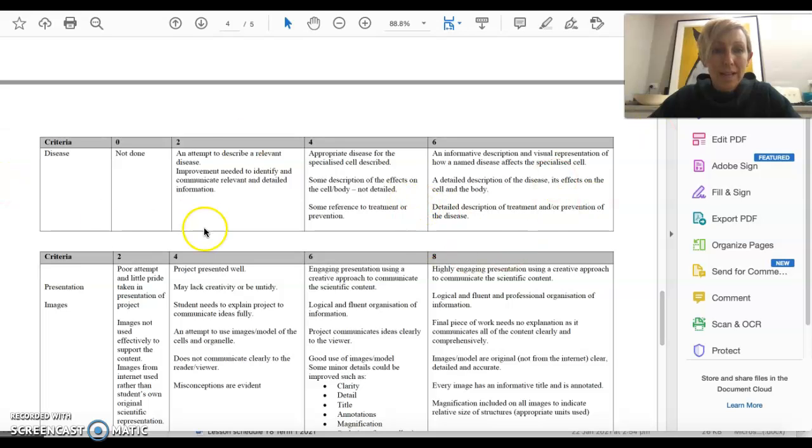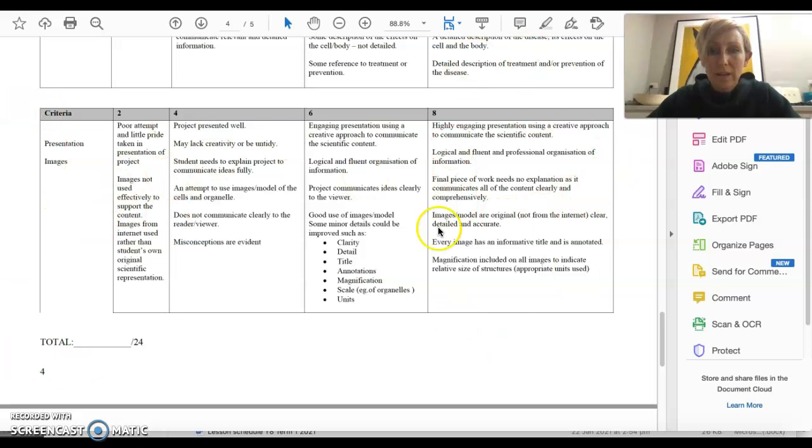6 marks for telling me about the disease. Okay, so you need to look the disease up, tell me about the disease and how it affects that cell. Not just the body, but that particular cell. Then the effect on the body, and then a detailed description of how that might be treated or prevented. So some diseases are easier to prevent than they are to treat, and vice versa.